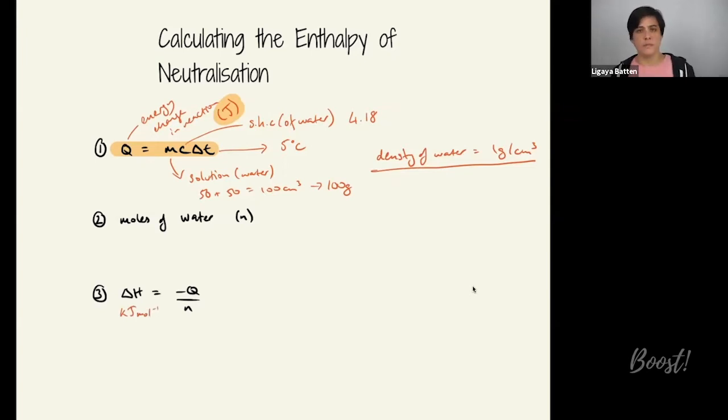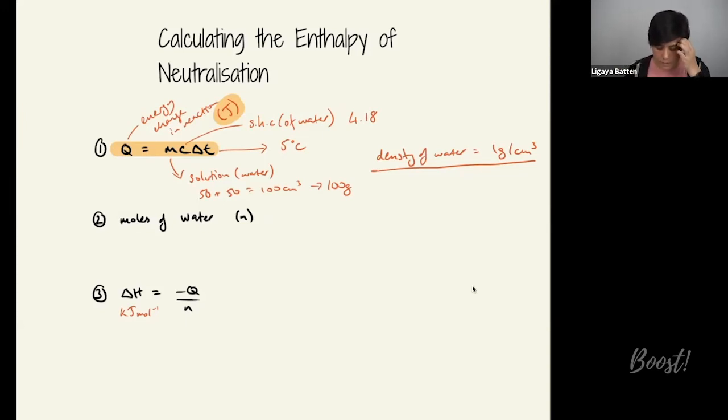Okay, so stage 2 is to work out how many moles of water we've produced in our neutralisation reaction. This is thinking back to the definition of enthalpy of neutralisation, which is the enthalpy change associated with the formation of 1 mole of water. So we need to know how many moles of water we had in step 1 in order to divide that total energy change by the number of moles of water that was formed, and that will give us our enthalpy change per mole of water that was formed.